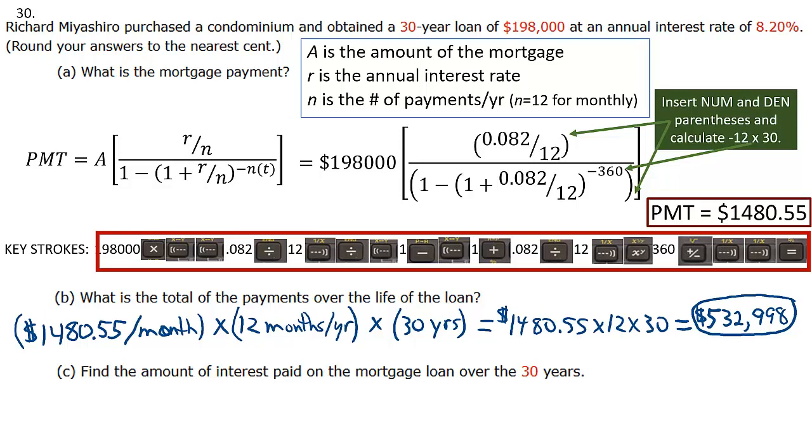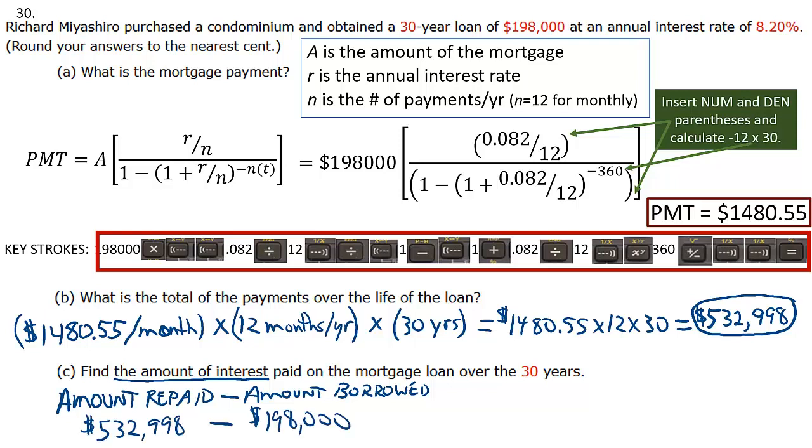And part C, find the amount of interest paid over the 30 years. That's just the difference between the B answer and what you borrowed. So you ended up paying $532,998. You borrowed $198,000. So the difference between those two numbers is the interest you paid the bank, which comes out to be $334,998. And you know, that's quite a bit more than what you borrowed. That's just the interest. You actually paid back over $500,000.